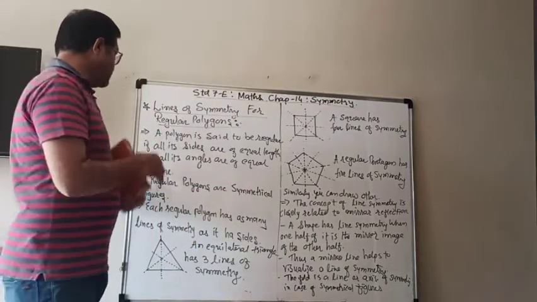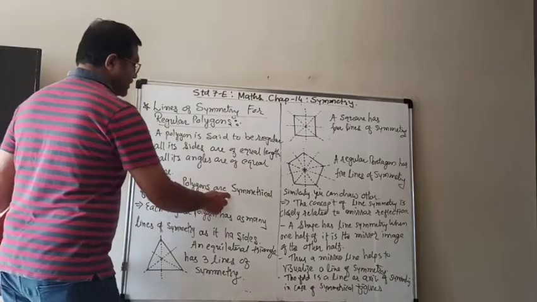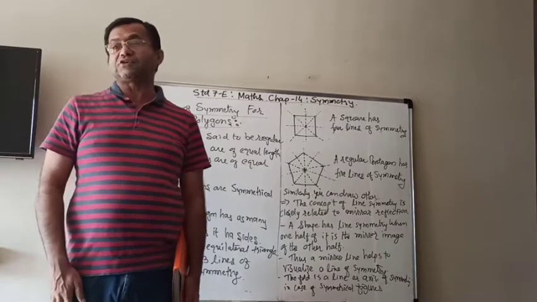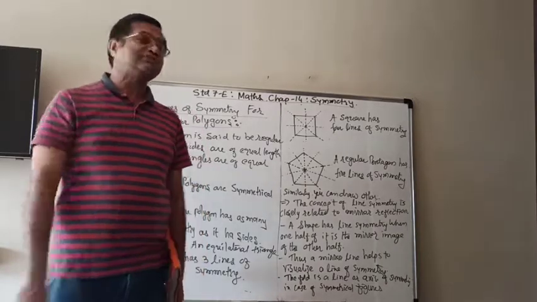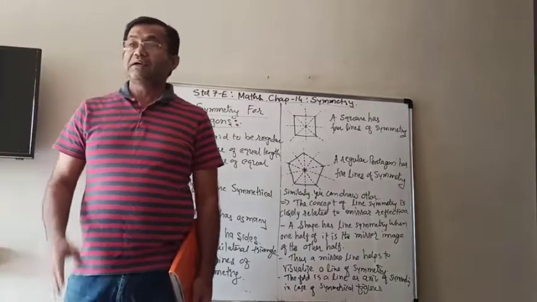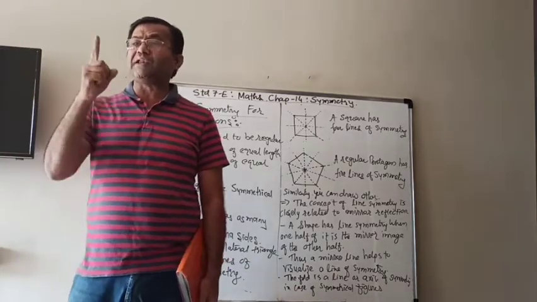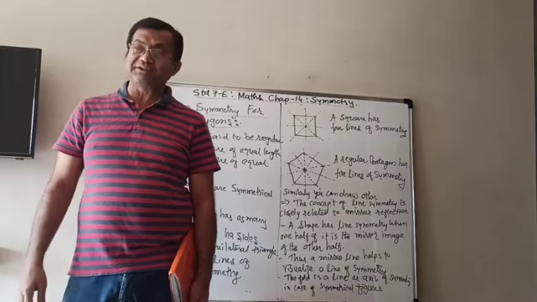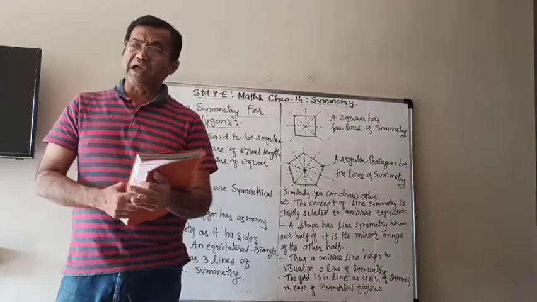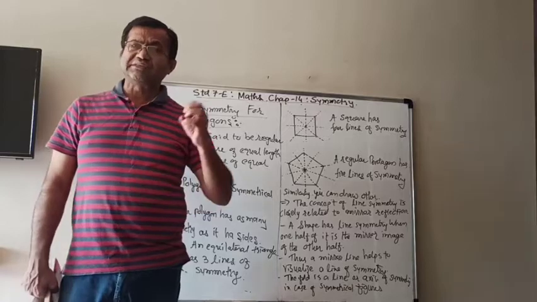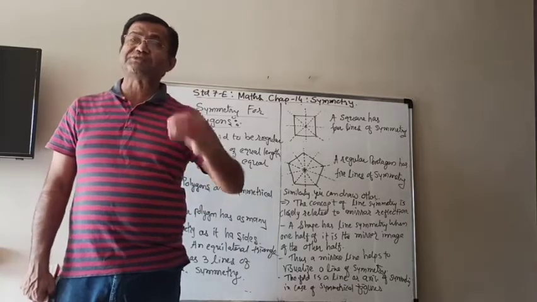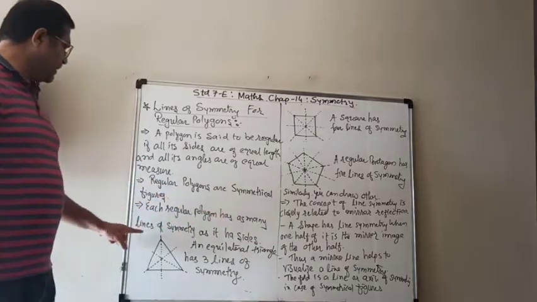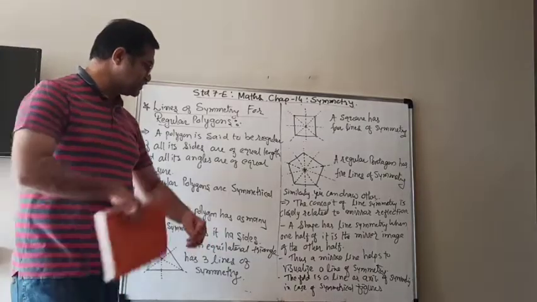So now, as I wrote down here, the regular polygons are symmetrical figures. Not all the polygons, but only regular polygons. All the regular polygons are symmetrical figures, and they will have not only one line of symmetry, they will have more lines of symmetry. Because as many sides as there are, that many lines of symmetry they will have. So each regular polygon has as many lines of symmetry as it has sides.